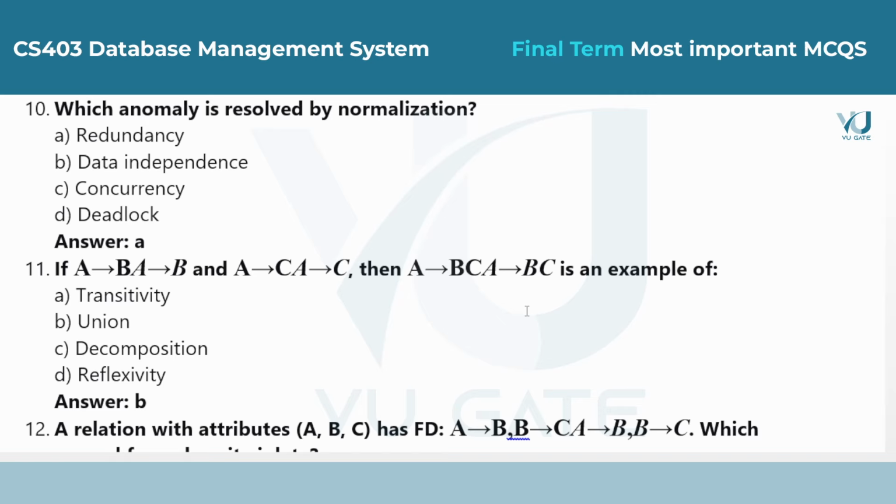Question 11. If A determines B and A determines C, then A determines BC is an example of. Answer is option B, union. The union rule allows us to combine two separate things determined by the same attribute into one single group.